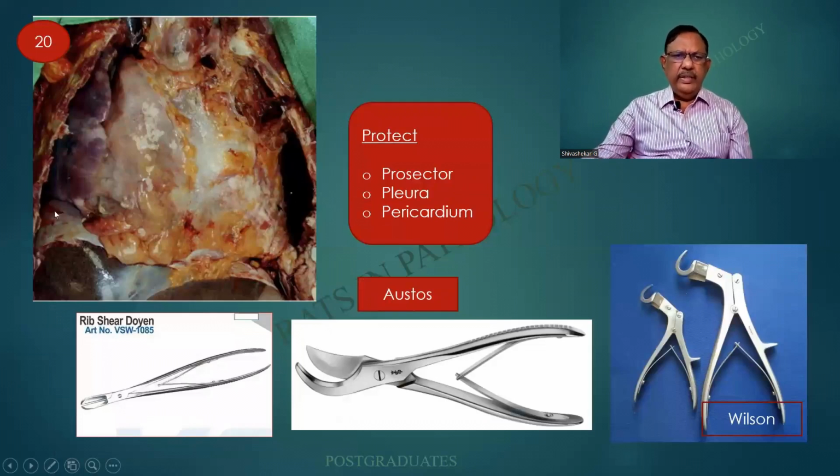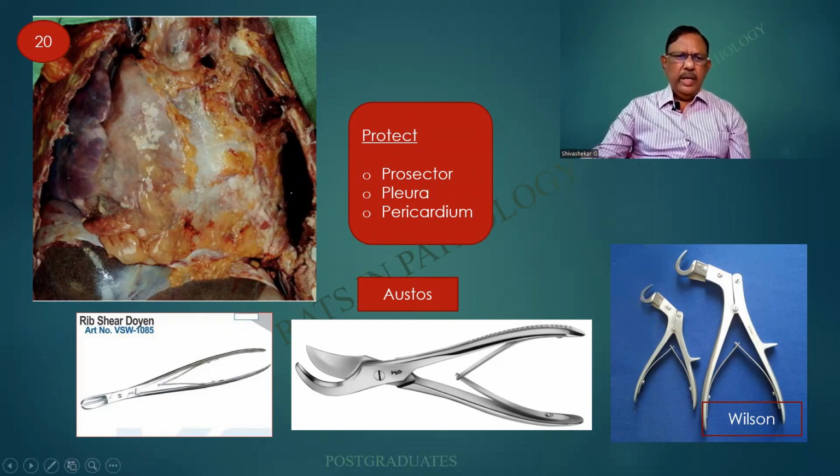So you find that the rib cage has been cut open along the costochondral junction, and these areas are particularly sharp. They can be traumatizing the prosector. I told you who the prosector is. He is the person who performs the autopsy. Also, we must see that there is no damage to the pleura or the pericardium. So remember the 4 P's: protect, prosector, pleura, pericardium.